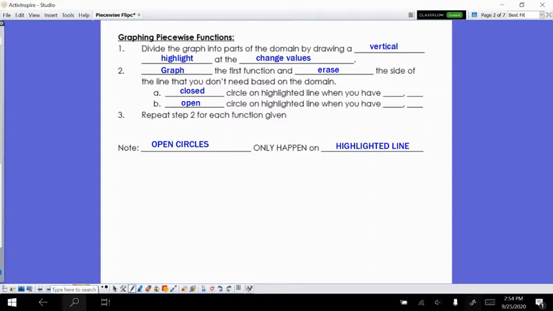And then we have to figure out what's going to happen along those change values, those lines. We will have a closed circle if our domain has an equal sign with it, less than or equal to, greater than or equal to. We'll have open circles if we only have a less than or greater than symbol. So remember, open circles can only happen on a highlighted line.